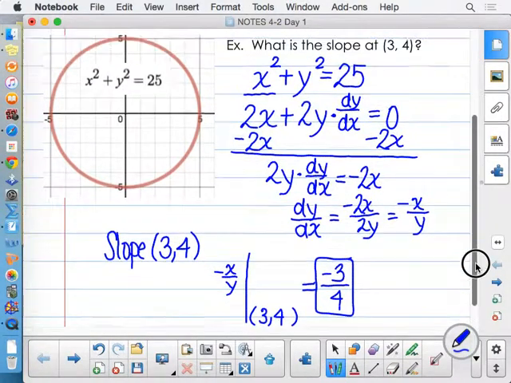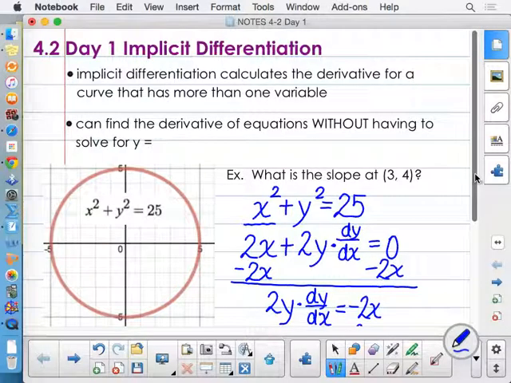I'm going to slide back up so we can look at the graph at the ordered pair (3, 4) and see if we think it's practical that the slope at that point should be negative 3/4.